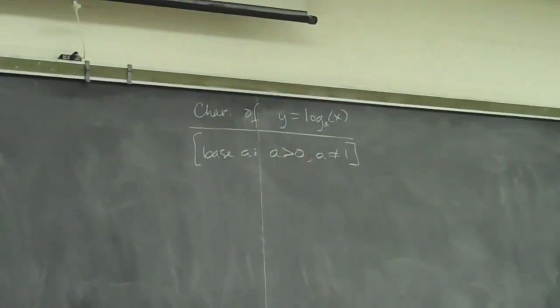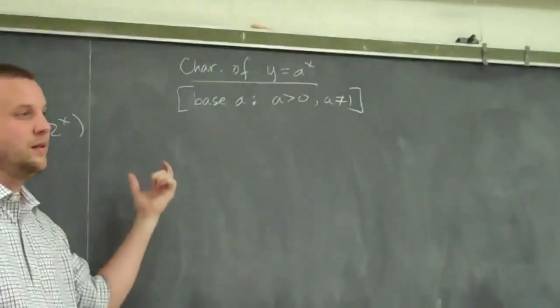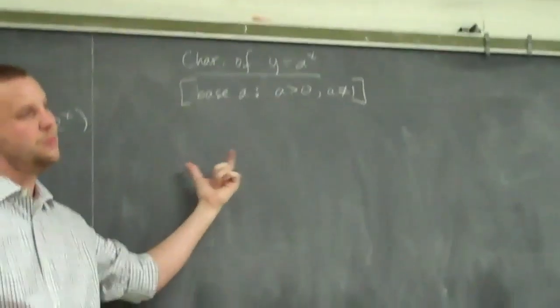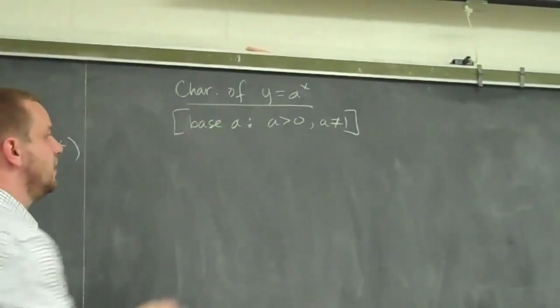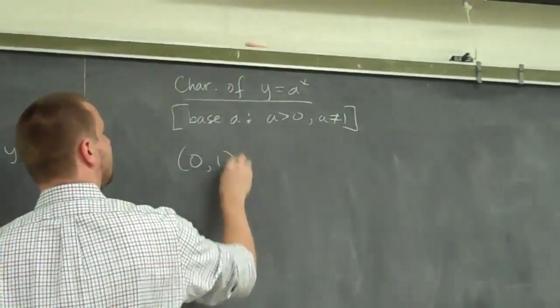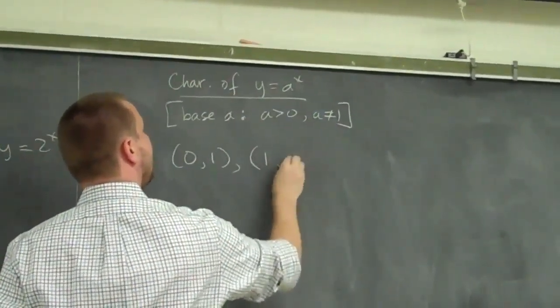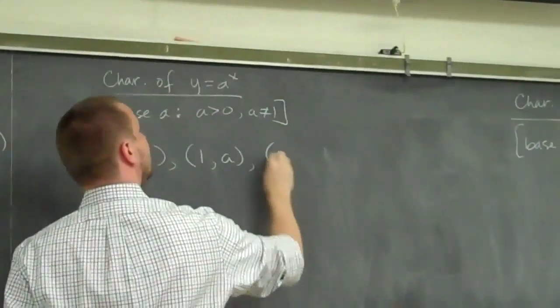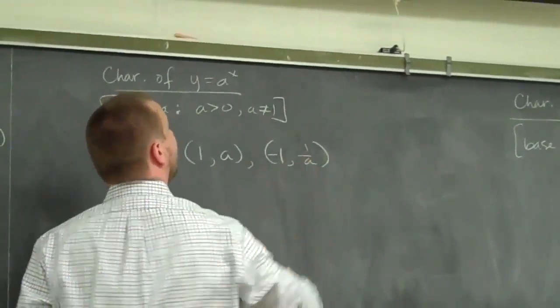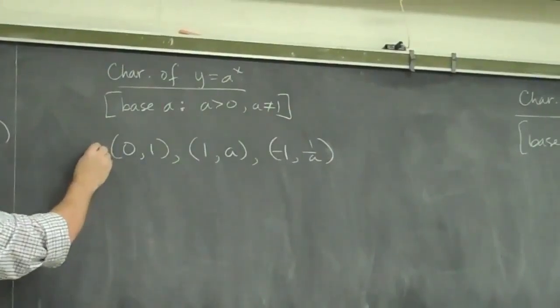Okay? When we talked about y equaling a to the x, I said there's 3 points that I'm going to want you to plot. What are those 3 points? 0, 1. 1, a. And -1, the reciprocal of a, right? Okay? So it was the first characteristic.